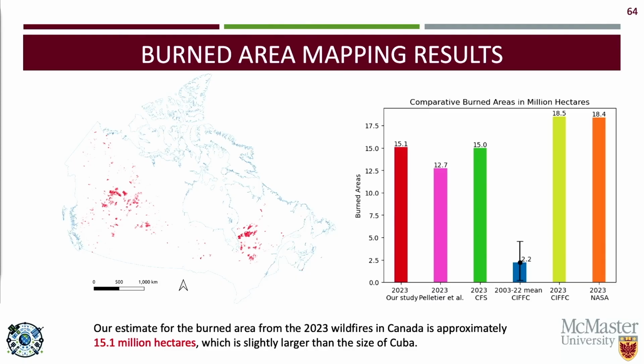We estimated that about 15.1 million hectares were burned from the wildfires in Canada last year. And this number is larger than the largest Caribbean country, Cuba, which is about the size of 11 million hectares. To put it into perspective, 1 hectare is roughly the size of 1.5 soccer fields. So this result shows how significant the wildfires were last year in Canada.